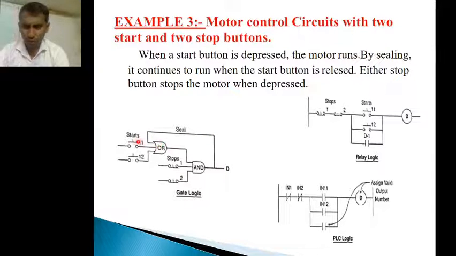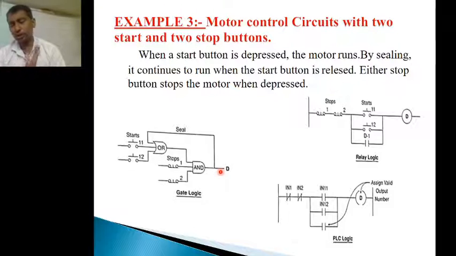Then if you remove the start button, this seal is still there. Because of this, the OR gate does not become 0. It will continue as a 1. So this will be 1, this will be 1, and this will be 1. The output is 1, so the motor will continue to run.